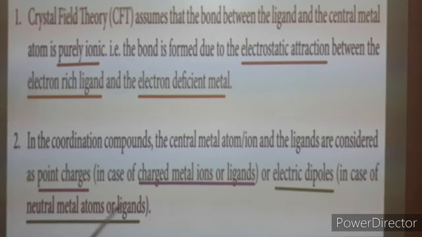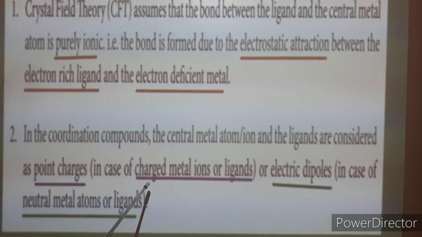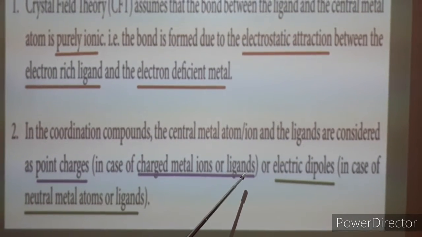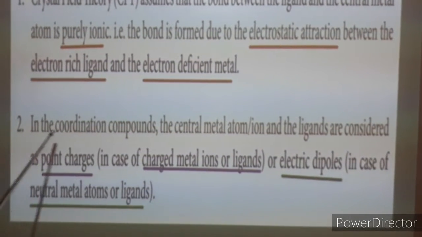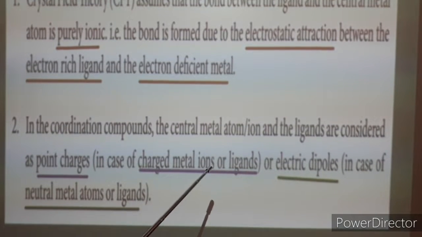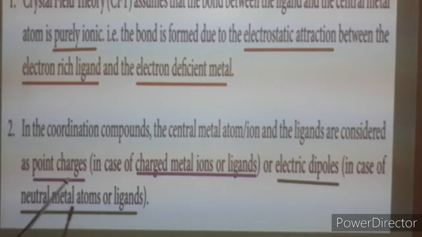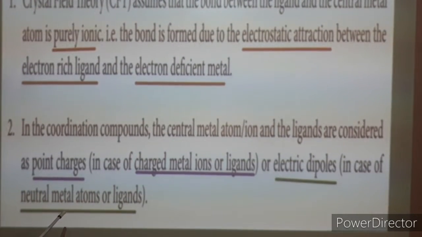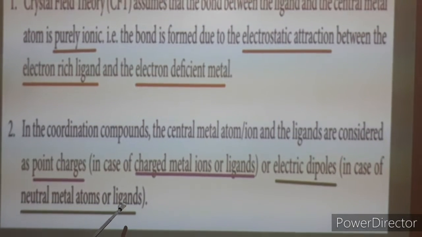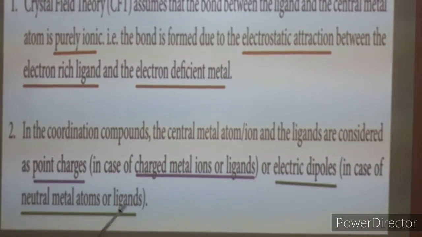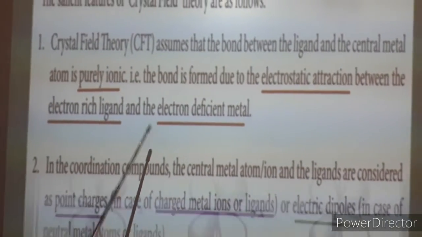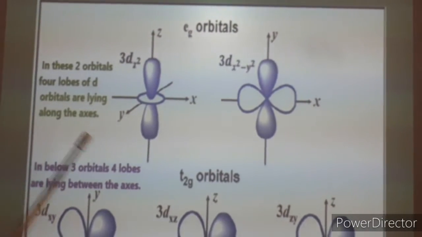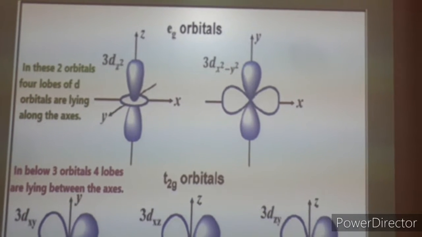And the second point, sometimes the metal has charges and the ligands also have charges. They are considered as point charges. The metal and the ligand are considered as point charges. Sometimes the metal atoms are neutral, and in the same way some ligands are also neutral. At that time the atom and the ligands are considered as electric dipoles.